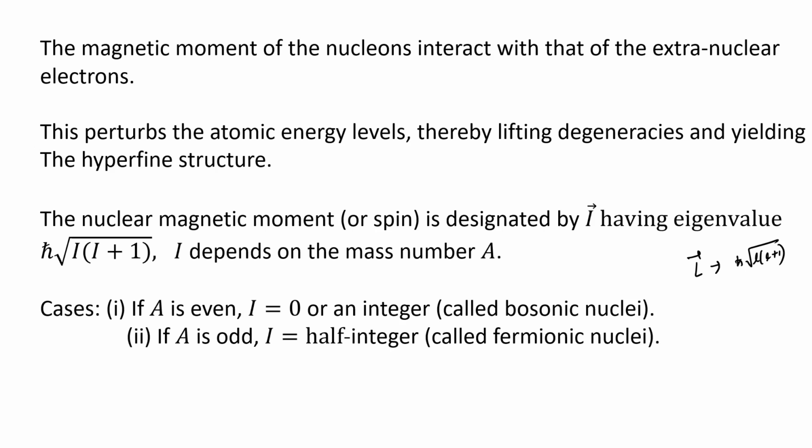That gives us two cases. If A is even, which means the mass number is even, and to remind you, the mass number is the mass of the atom, that is of the nucleus, then I is equal to 0 or an integer, and these are called bosonic nuclei. If A is odd, I becomes half integer, and these are called fermionic nuclei.